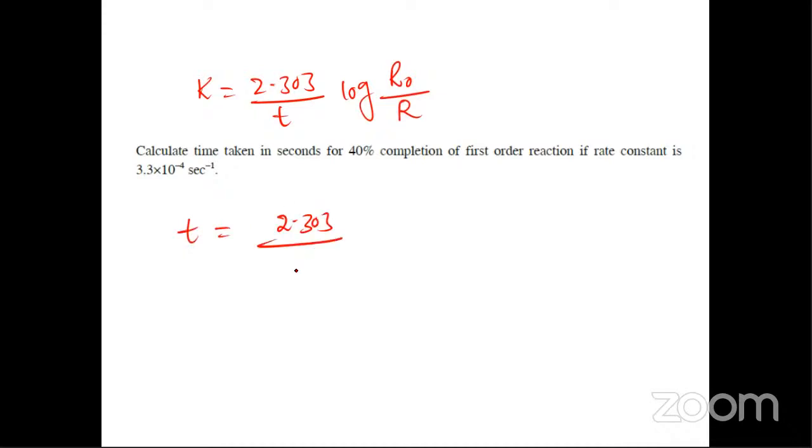As we know, for a first order reaction, K is equal to 2.303 by T log R naught by R, as you know the formula. So now they're asking for time T, which is 2.303 upon K. K is already given, log of 100 initially, minus 40 reacted, so the left one is 60. Substitute K and simplify it.